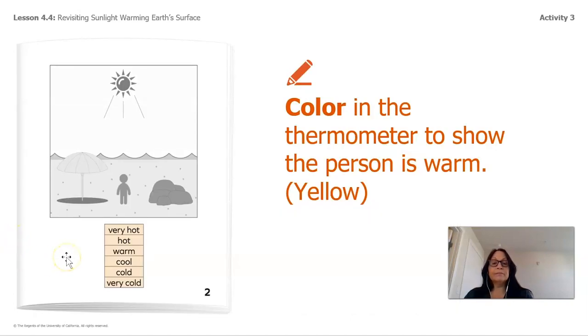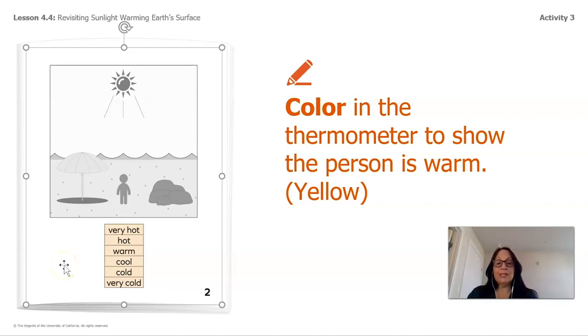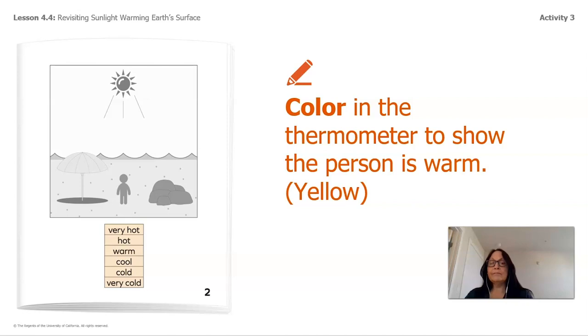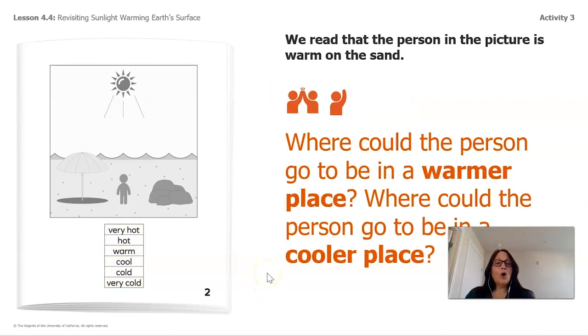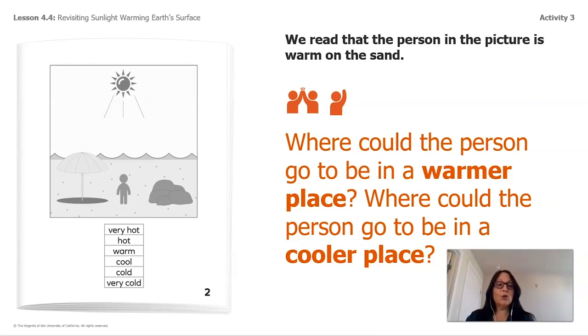So here, it says, color in the thermometer to show the person is warm. So we've learned that when the person is warm and in a thermometer, the color is what? Yellow. Yes, the color is yellow. Now, where could a person go to be in a warmer place? Where could the person go to be in a cooler place? So we've learned that if we want to get cooler, we're going to go under the shade. And if we want to get warmer, we're going to go to the darkest surface. And in looking here, the darkest surface would be the rock, right?